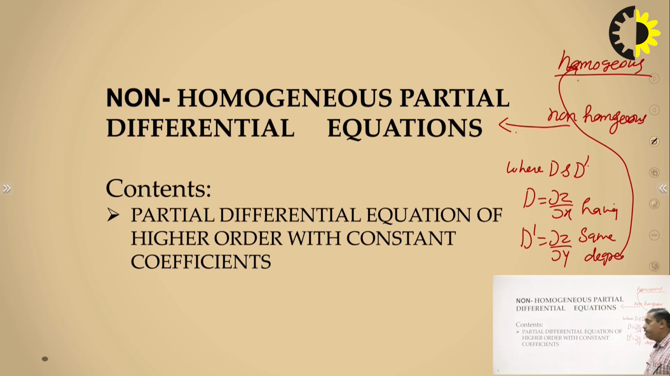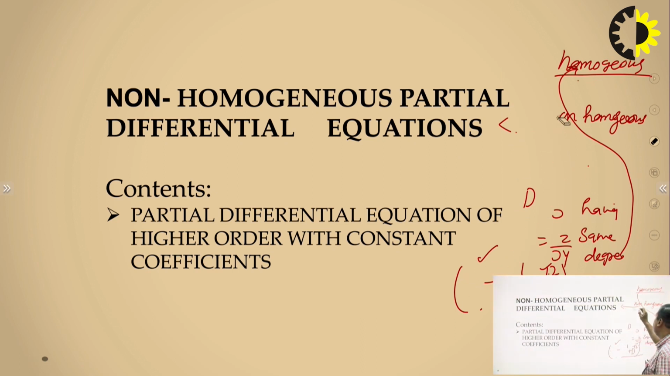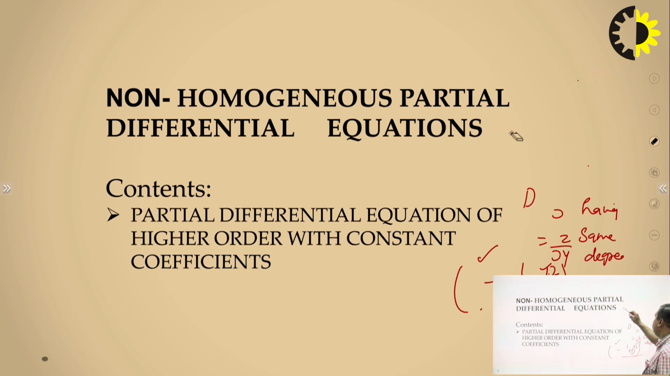If the equation has D square minus D D dash plus D dash square, or 2D dash square, this is called a homogeneous equation, because D has degree 2 and D dash has degree 2. But in this course we are taking the non-homogeneous equation. That means D and D dash do not have the same degree.